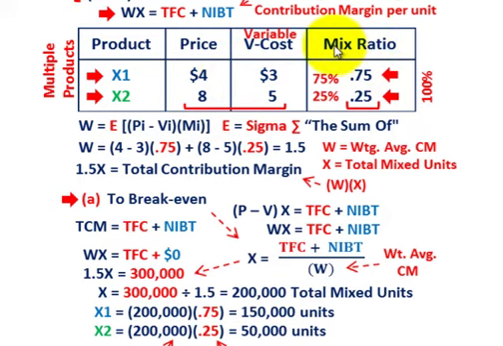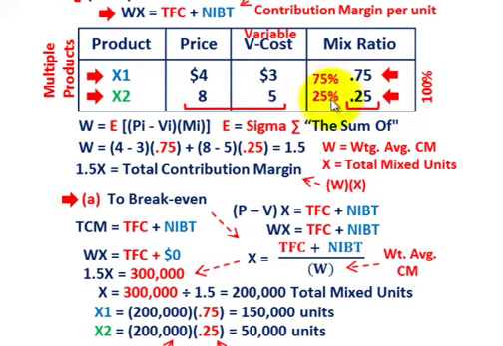And then the other important item here is what they call the mix ratio. That's how much you sell of each one of these different products. So in this case of X1, 75% of our sales are going to be for X1, so the mix ratio is 0.75. Everything's based on 100%. And then for product X2, the mix ratio is going to be 25%. So 25% of our sales are for product X2, and that's going to give a mix ratio of 0.25.